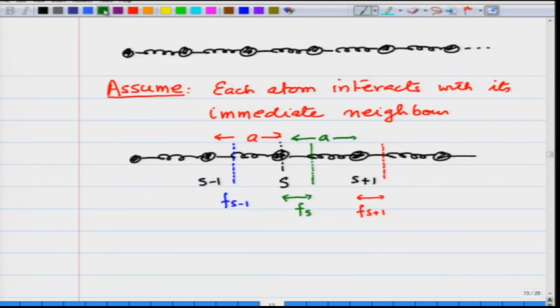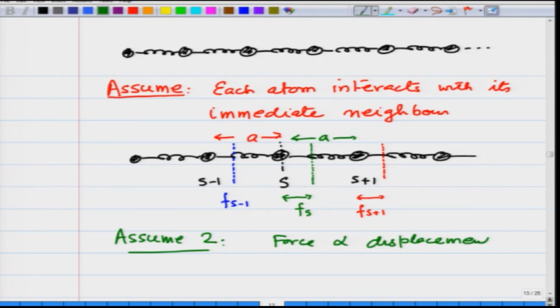So, that assumption number 1 was that each atom interacts with its immediate neighbor. Assumption 2, force is proportional to displacement. In fact, I readied you for this because I kept making these springs between the atoms. So, it is like a spring between these atoms, and force is proportional to displacement.